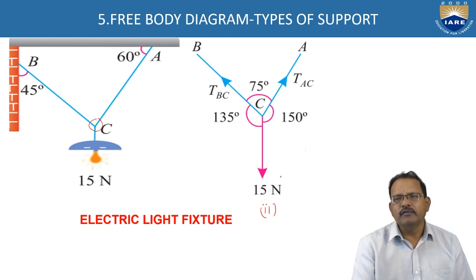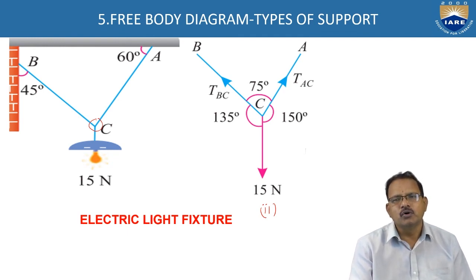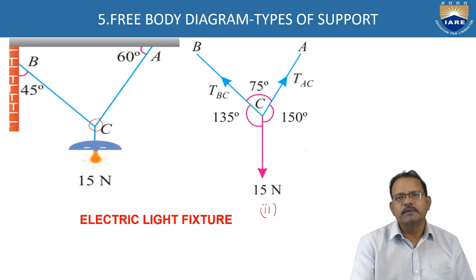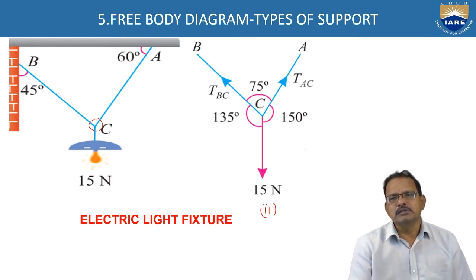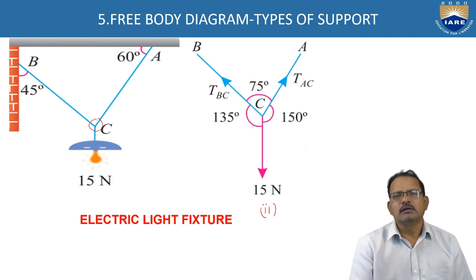The weight is acting 15 newtons downward. The tension in the rope AC is represented here as TAC. It is acting along the line AC. The tension in the rope BC is represented as TBC. It is acting along the line BC as shown in the figure. Now, applying equilibrium conditions, we can determine the tensions within the ropes.